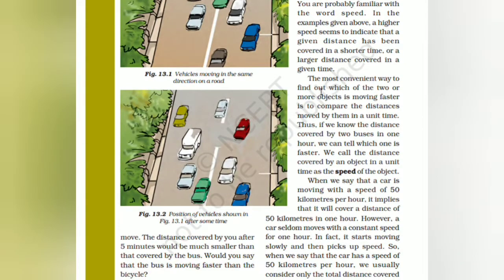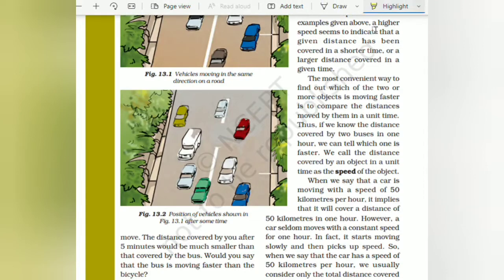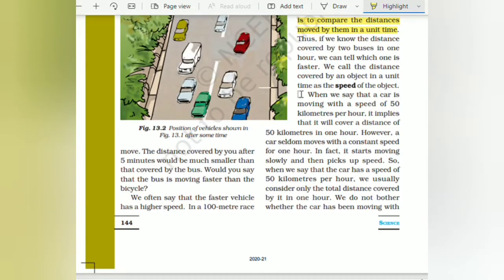The most convenient way to find out which of the two or more objects is moving faster is to compare the distance moved by them in unit time. It refers to the distance moved in a unit time. Thus, if we know the distance covered by two buses in 1 hour, we can tell which one is faster. We can call the distance covered by an object in a unit time the speed of the object.